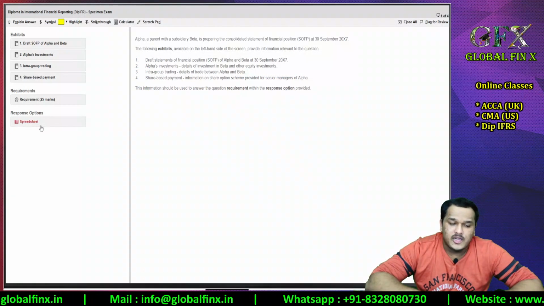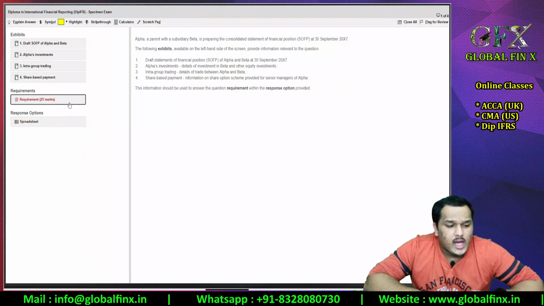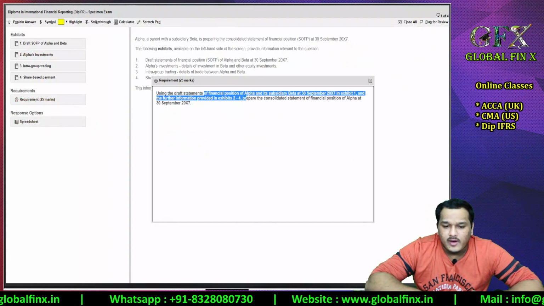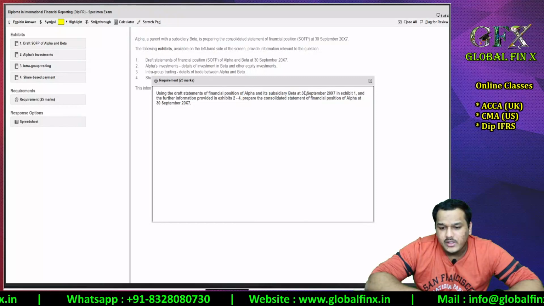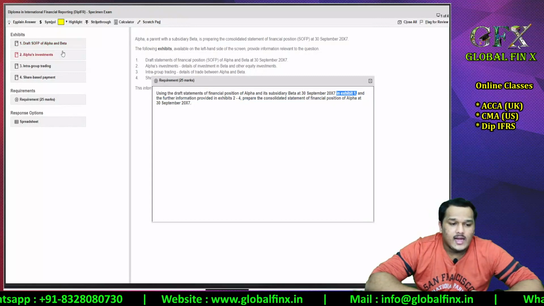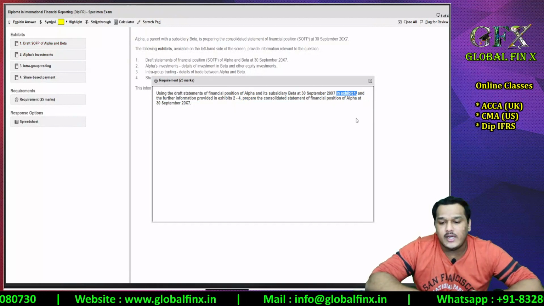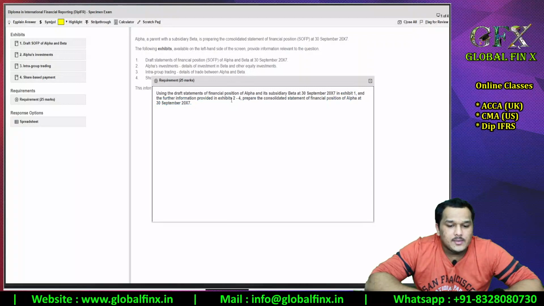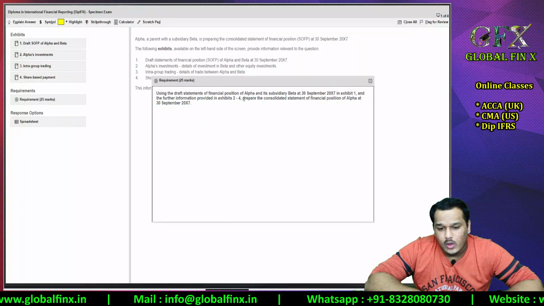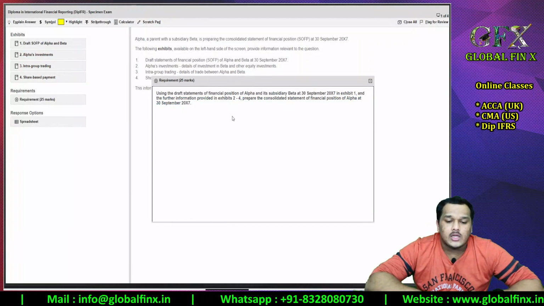You have the response option of spreadsheet, so you'll have to use this spreadsheet and solve this particular requirement of the question. Let's see what is the requirement. The 25 marks requirement is basically using the draft statement of financial position of Alpha and its subsidiary Beta at 30th September 2017, which is given in Exhibit 1. Exhibit 1 has the statements of financial position of individual companies Alpha and Beta, which we need to consolidate. And the further information is provided in Exhibits 2 to 4: Alpha's investments, intra-group trading and share-based payments. So, prepare the consolidated statement of financial position of Alpha as on 30th September 2017.